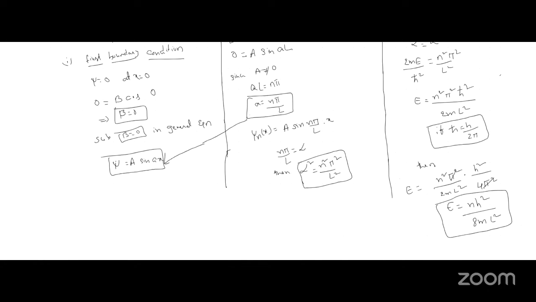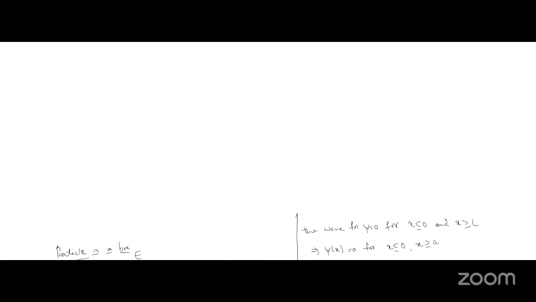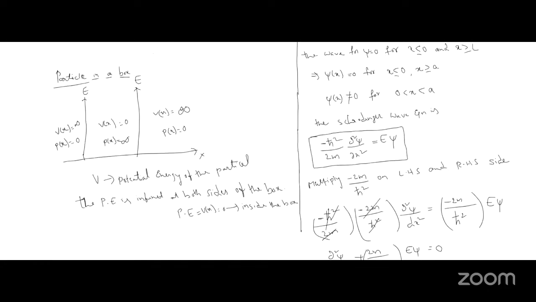Still there is continuation. After this energy equation, we have to write the normalized function, the wave function for the stationary state, and then probabilities. So what have we calculated so far? Let me repeat. For the particle in a box, inside the box the potential energy is zero, and outside the box the potential energy is infinite. Here V is the potential energy.